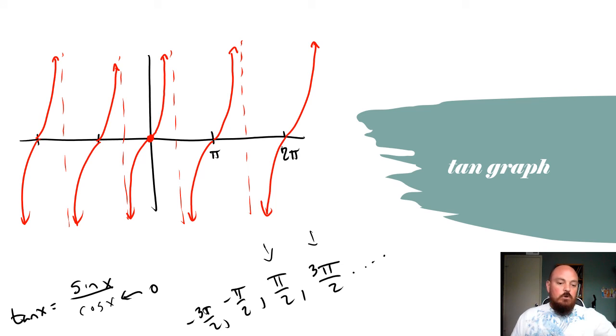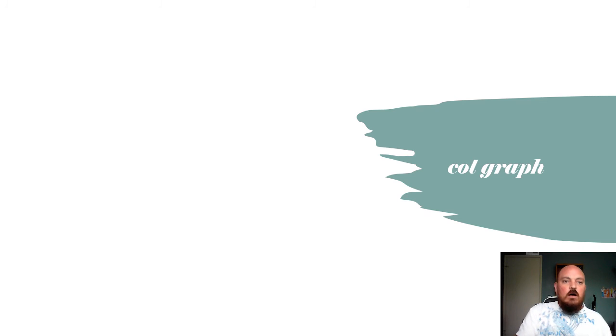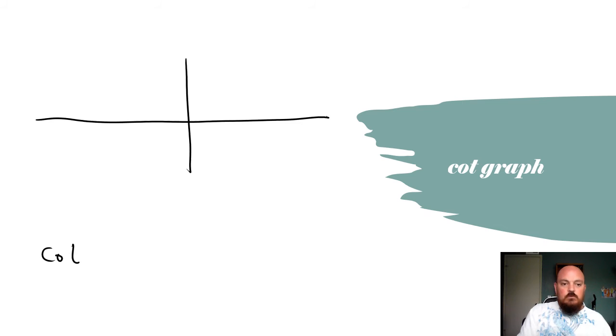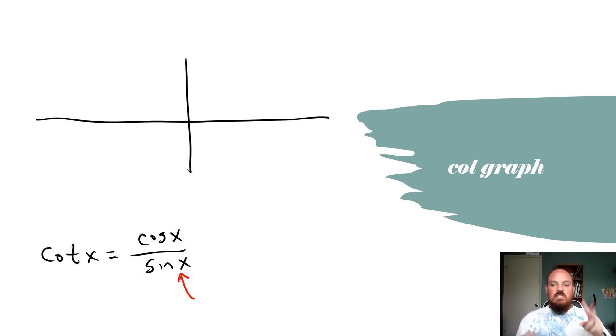Now let me do cotangent real quick. All right. So for cotangent, now remember, tangent and cotangent are reciprocals. We know that tangent is sine over cosine. That makes cotangent cosine over sine. Which means for our asymptotes, this is why I said two slides ago that cotangent has asymptotes where sine is 0. Now from the unit circle, that happens at 0 and pi. But basically it repeats. So it's actually a little easier even than tangent.